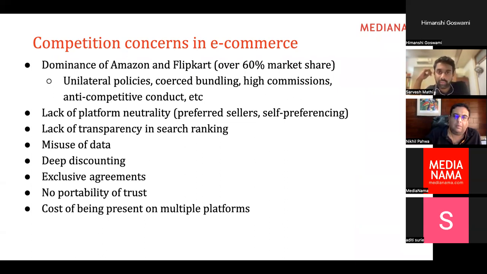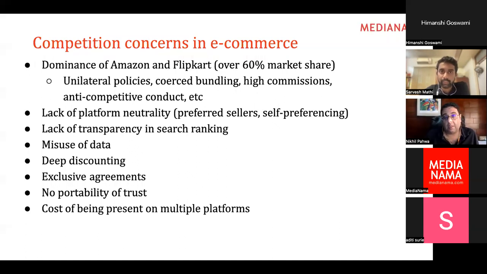of platform neutrality, which is when Amazon has certain preferred sellers like Cloudtail and Appario, and if they prefer these sellers over third-party sellers, that's lack of platform neutrality. Or if they prefer their own products like Amazon Basics products or the Solimo brand, which Amazon also owns. So if they prefer these products in search rankings over third-party products, and this ties into the whole idea of lack of transparency. I had a question, Sarvesh, about bundling of services.